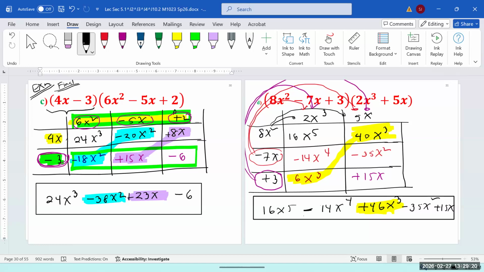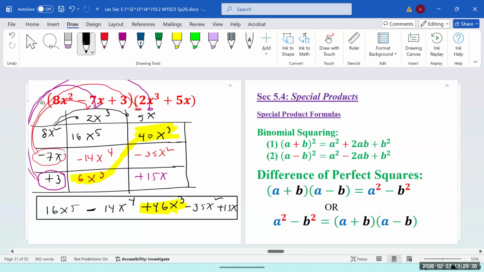Not bad, right? So remember, final exam question. With this, we are done with addition, subtraction, multiplication. And now comes two special multiplications. They're special because you don't have to distribute to get the product. You can simply use special formulas.